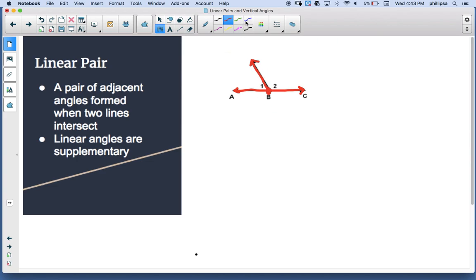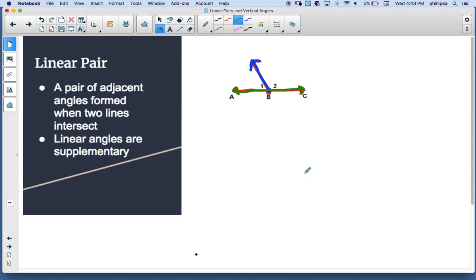But I can clearly see that these two angles, angles 1 and 2, are definitely adjacent. Okay, I do have that they share a vertex and they share a side. So angles 1 and 2 would be considered adjacent angles. Also, they lie along a common line. So because they lie along a common line, that's kind of the other aspect of it being a linear pair.